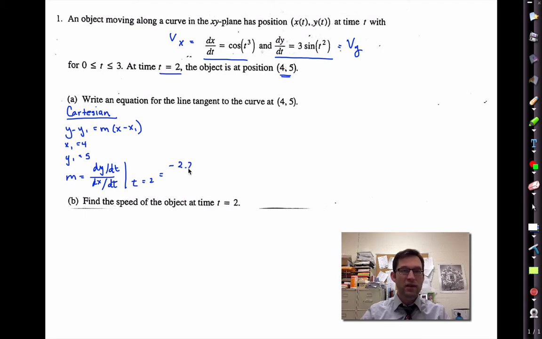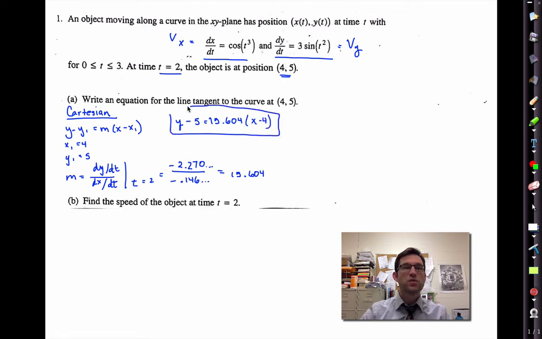dy/dt was negative 2.270. dx/dt was negative 0.146, etc. When we do the division, we find that dy/dx is 15.604. So I'll write my final equation right up here. y minus 5 equals 15.604 times x minus 4. Good Cartesian equation. Most students will give that.